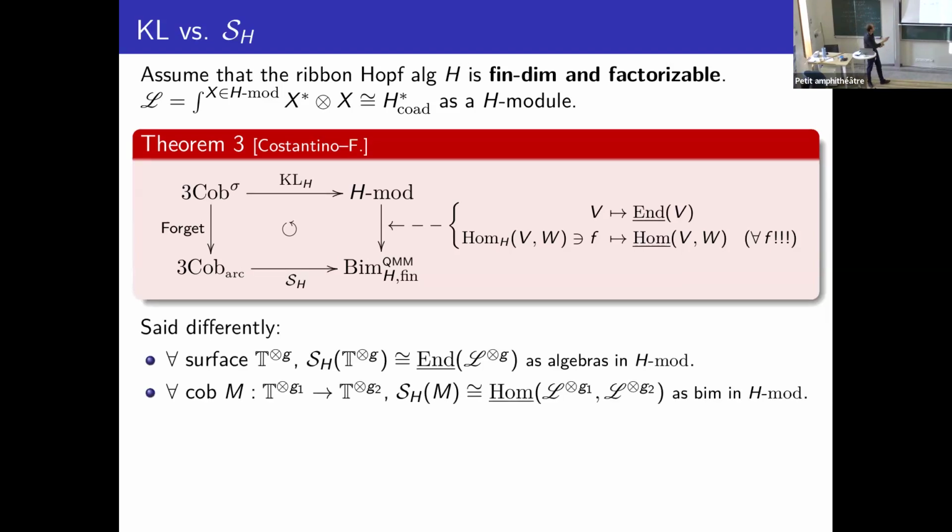And so it means that to any surface, as algebras, you have this, okay, because T tensor G goes to L tensor G by Kerler-Lyubashenko, and then by the vertical arrow, you go to the internal end. And for bimodules, it means that for any cobordism between two surfaces, the stated skein space of the cobordism as a bimodule is actually just an internal end. So when H is factorizable, which is this non-degeneracy condition, and finite dimensional also, you see the stated skein bimodule does not see the topology of the cobordism. Whatever cobordism you take, you get at the end the same bimodule.